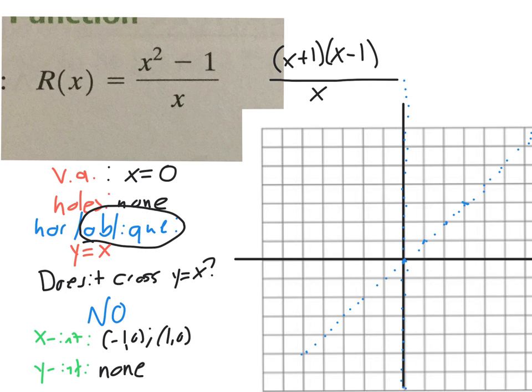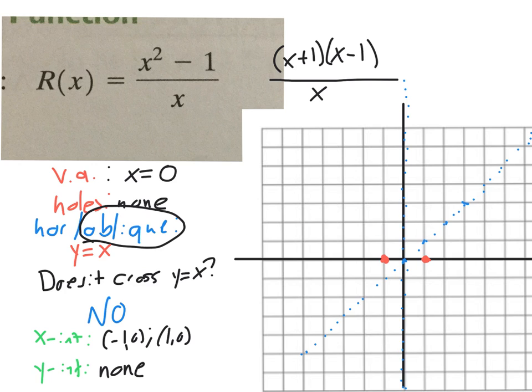The x-intercepts are at -1 and at 1. So I'm going to plot those points. And then the y-intercept did not happen. There isn't one, so I can't graph that. But now let's think about this again. Remember, the vertical asymptote cuts my graph into pieces. So how many pieces does this graph have? 2. I have left of the vertical asymptote and right of the vertical asymptote.